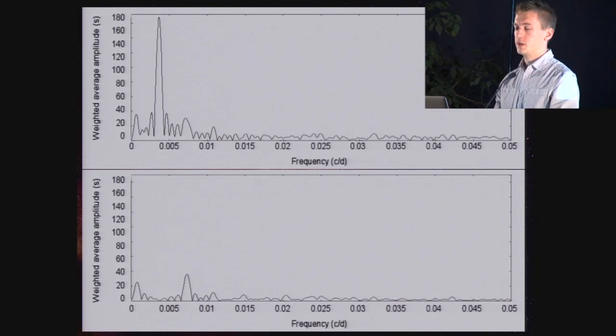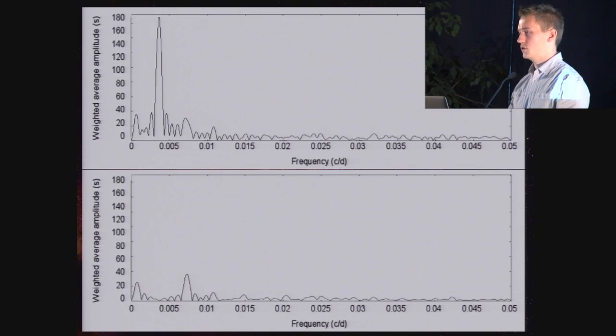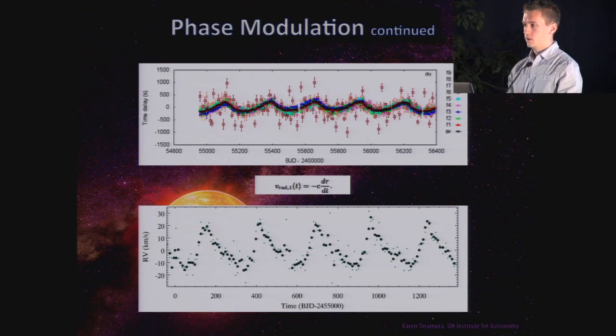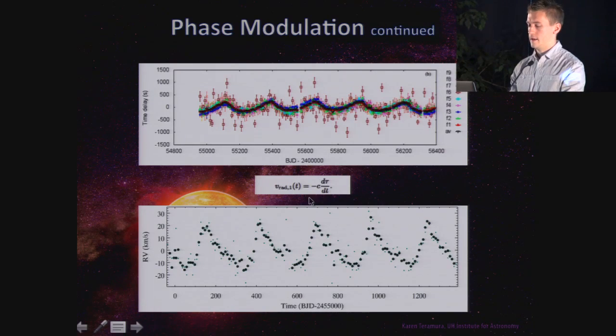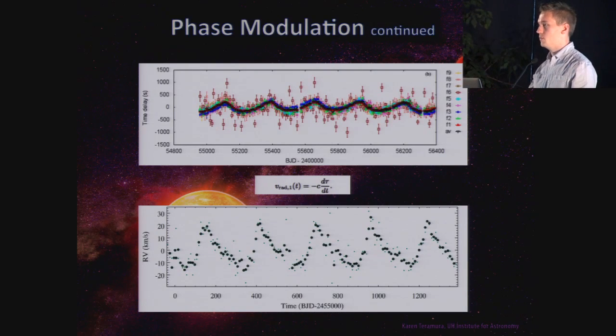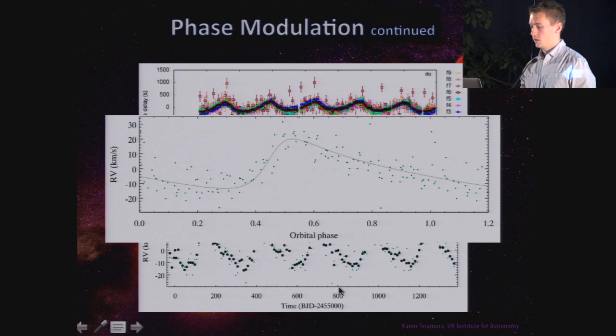So where do we go after this? Where do we go once we've got the period, A1 sin I, and the eccentricity? Well, we can produce a radial velocity curve. The radial velocity is quite a simple equation. It's just negative c, the light speed, multiplied by the time differential of those time delays. So we get this radial velocity curve, which might look a bit rough, so we can phase it to the orbital period, and then we get quite a beautiful radial velocity curve, in fact.